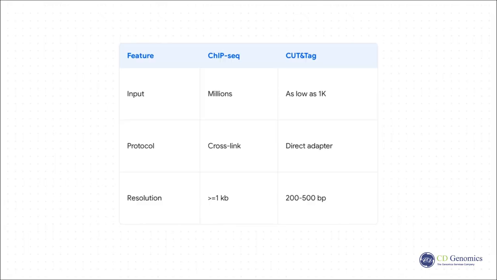Now, what's really interesting about this slide is when we compare the numbers directly, the upgrade is just massive. For sample input, we drop from requiring millions of cells with ChIP-seq down to as few as 1,000 cells for a standard cut-and-tag assay. That's a huge difference. The procedure itself shifts from that harsh cross-linking over to direct adapter addition right in live cells or isolated nuclei. And the resolution? It tightens up dramatically. We move from these broad, clunky 1 kilobase regions down to a highly precise 200 to 500 base pair window. It's an absolute game changer in both efficiency and clarity.